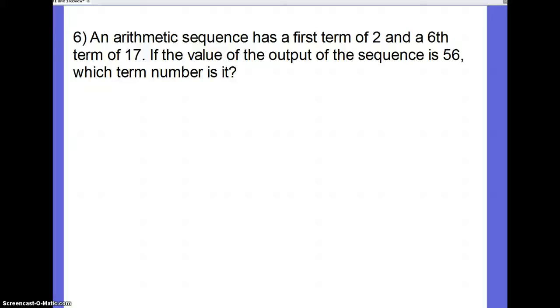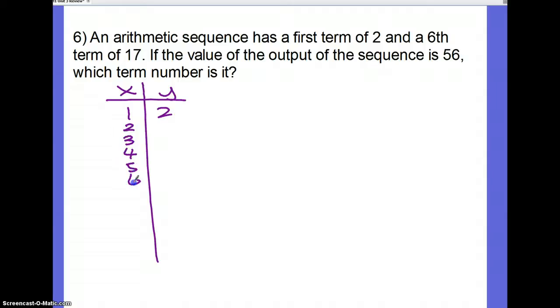Number 6 on the back page of your review for Unit 3: an arithmetic sequence, that means it's adding or subtracting, has a first term of 2, and a sixth number of 17. We need to find out what it's going by. So 17 minus 2 is 15. 6 minus 1 is 5. So we know that it's adding 3 every time.